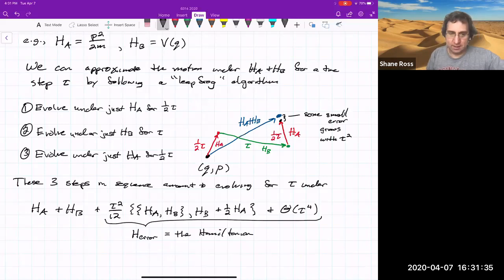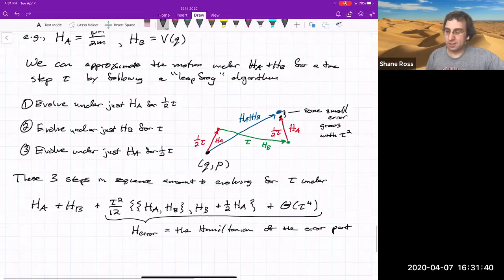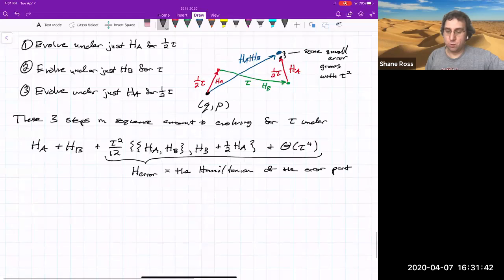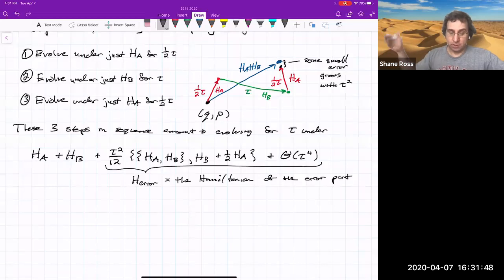And I'll provide the documentation for this. It's more that this is a strategy for doing quick simulation of usually large order, large dimensional Hamiltonian systems. So when you do these three steps, you are exactly evolving under a certain Hamiltonian. That's not the original one you wanted. It's got this extra piece tacked on, but you notice that extra piece, if you use a small time step, tau, then tau squared is small. So that error part will be small.